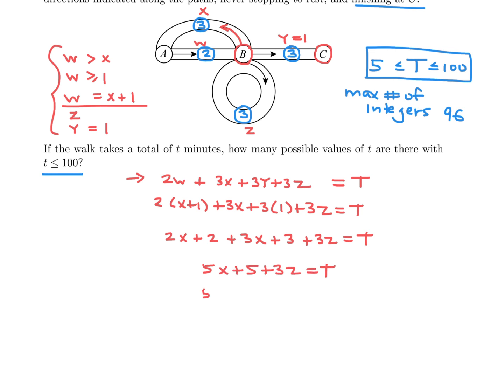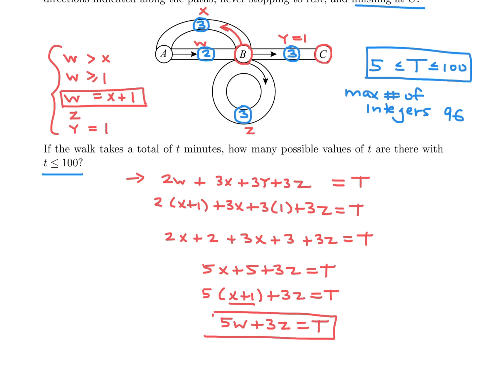And then I'll factor out a 5. I get 5 times (x plus 1) plus 3z is equal to t. And then just for the sake of it, not that you really need to, since that x plus 1 is w, I'll just put that w in there. Okay, so I've got actually a pretty decent equation. Not bad, right? I mean, I still haven't answered the question, but this will allow us to answer that question. Okay, so now we can go back and discuss this.